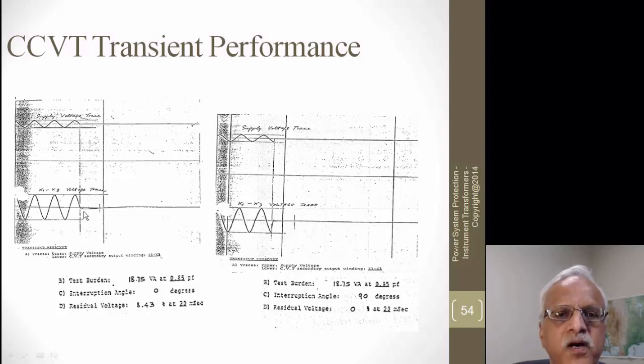The secondary side of the voltage transformer sees a decay as shown here. It depends on the burden, the amount of load connected on the CCVT. The higher the load connected, the more oscillations you have here.